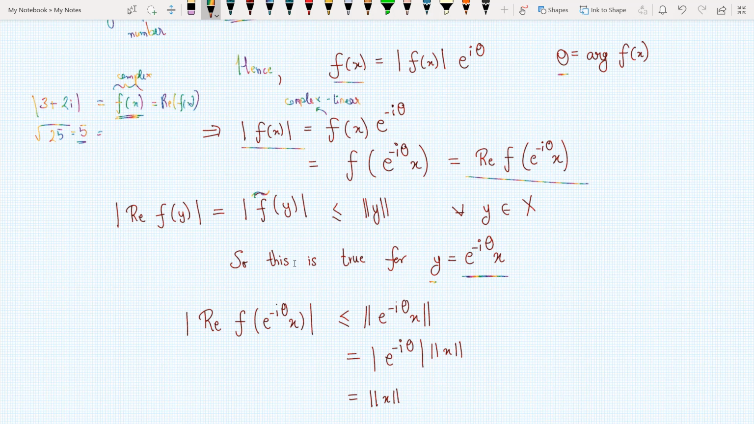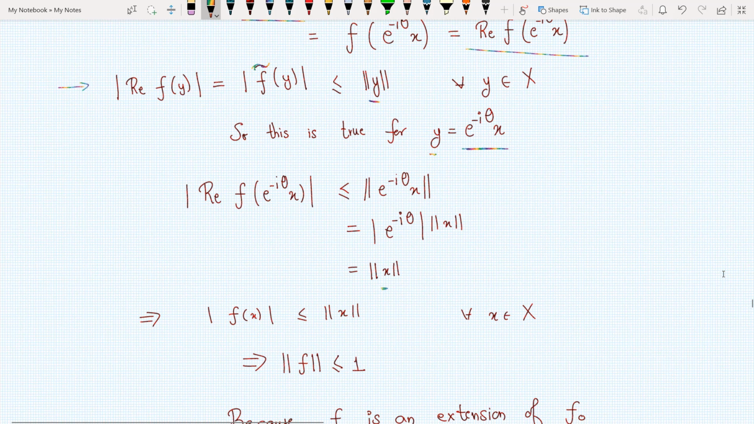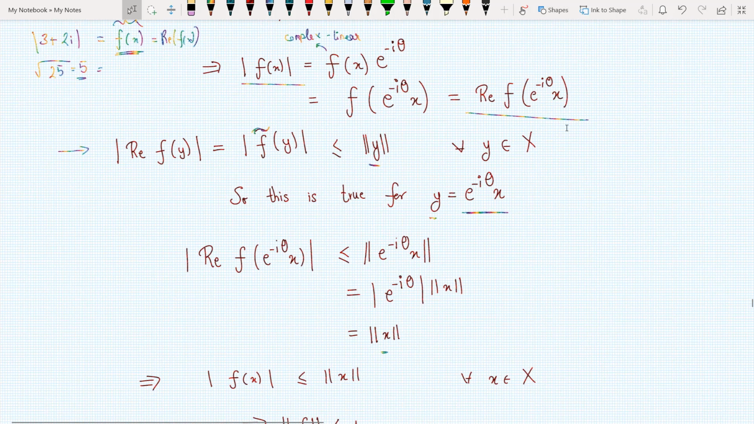So what I have done essentially is, let us look at this equation. I have the real part of f of y to be this, and if I consider this as y, then the real part of f e to the minus i theta x has to be less than this y, which is exactly written here, and then I split it into two pieces, and the modulus of this is equal to 1. So the real part of f e to the power minus i theta x, modulus of the whole thing, is nothing but less than or equal to the norm of x, which implies that mod of f of x is less than or equal to mod of x, because I put that mod of f of x was equal to the real part of f e to the power minus i theta x. So from this argument I can say that mod of f of x is also less than or equal to the norm of x.